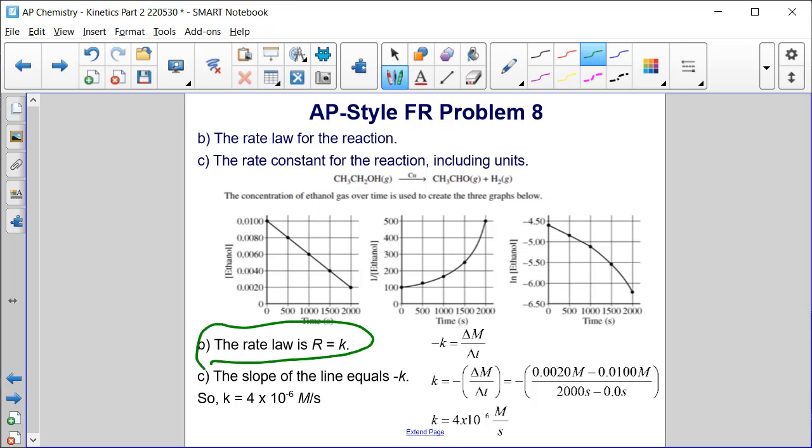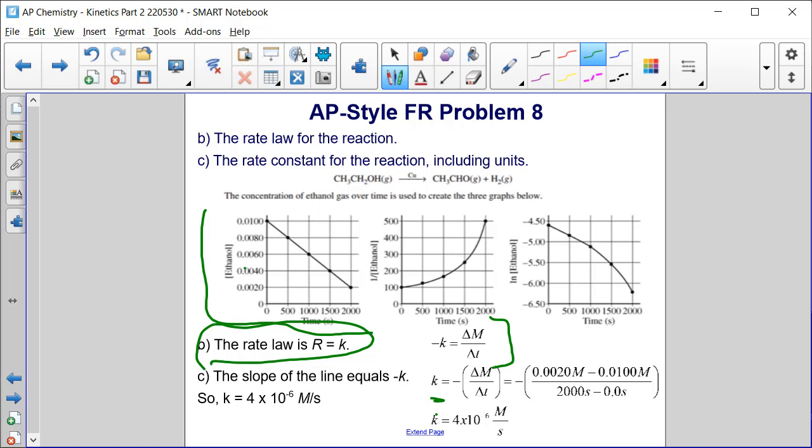And then to find the value of K, we find the slope of the line. So when we have a zero order reaction here, the slope of the line, the change in ethanol concentration, or the change in molarity with respect to time, is equal to the negative of K. All right, so that means that K, as you can see here, is the negative slope of the line, change in molarity over change in time.